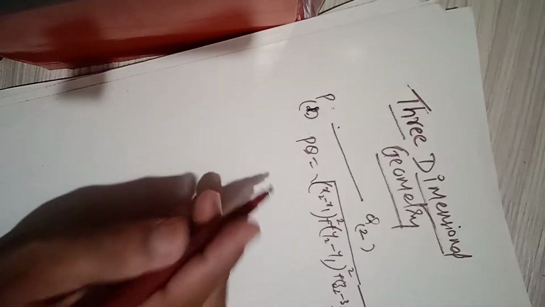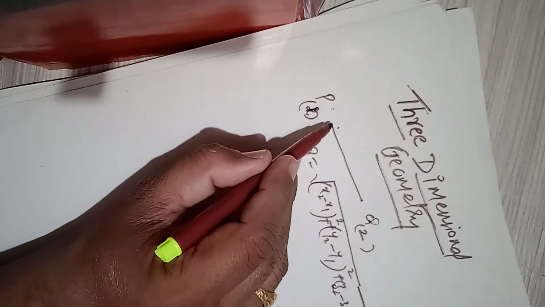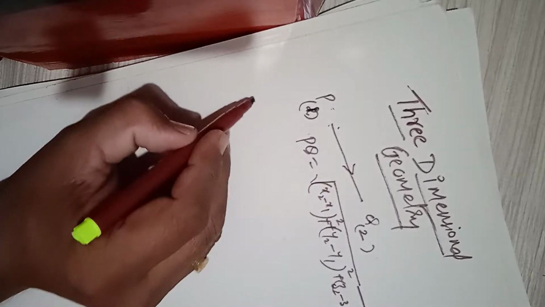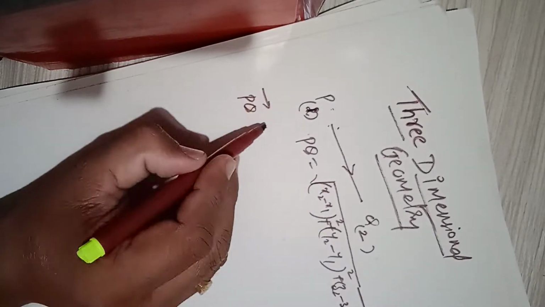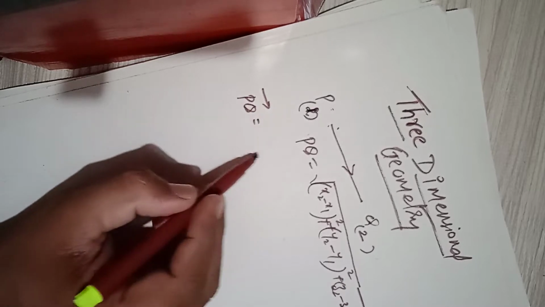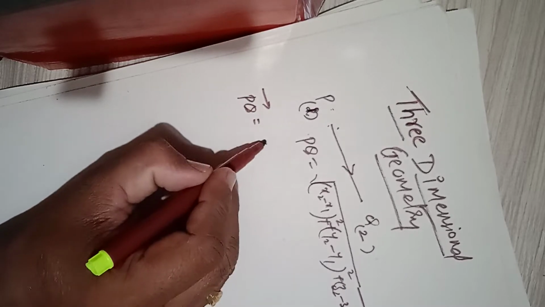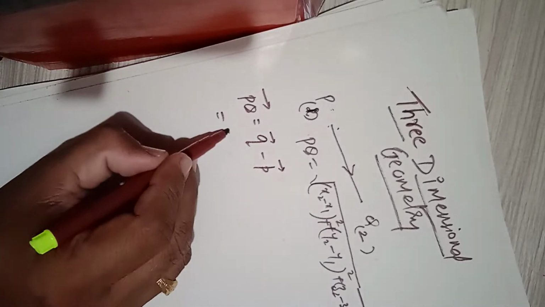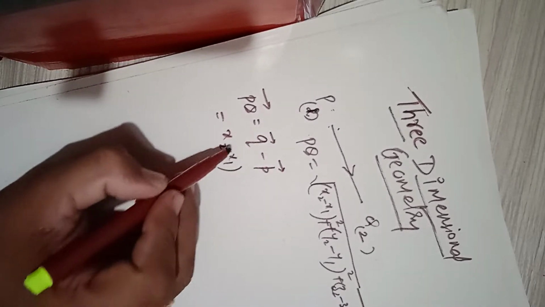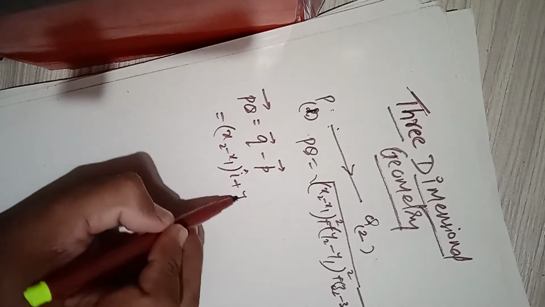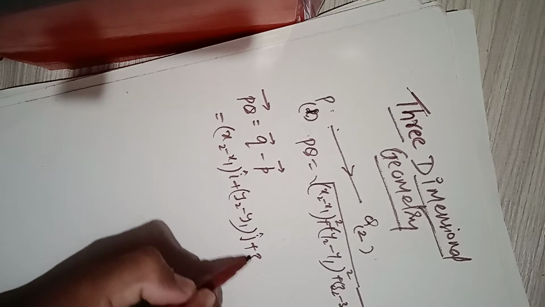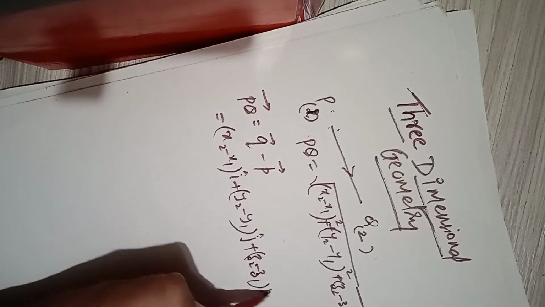Through vector algebra, if we consider point P as the initial point and Q as the terminal point, then we can easily write the vector PQ as position vector Q minus position vector P, and we can write it like this: x2 minus x1 i cap plus y2 minus y1 j cap plus z2 minus z1 k cap.